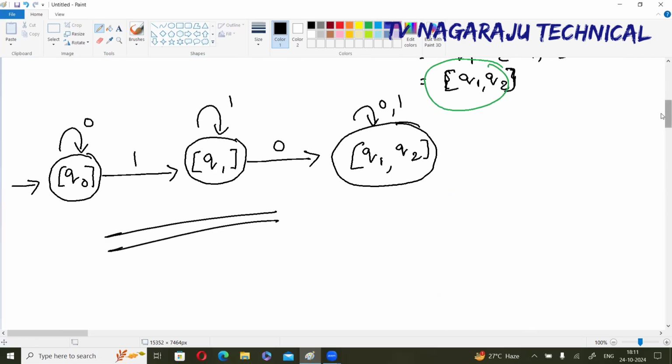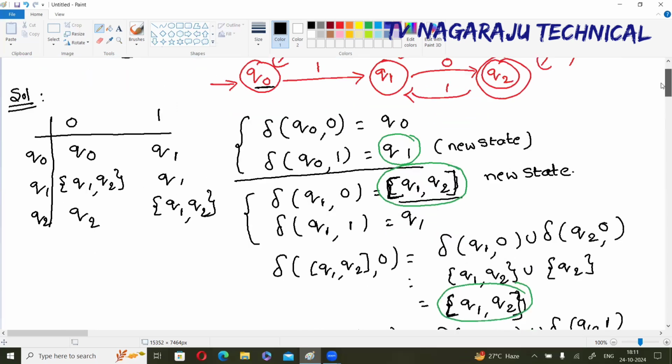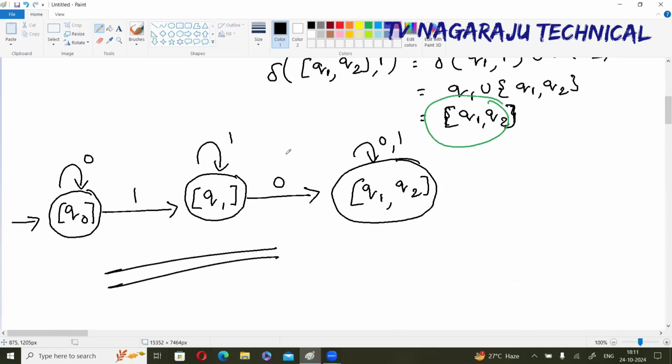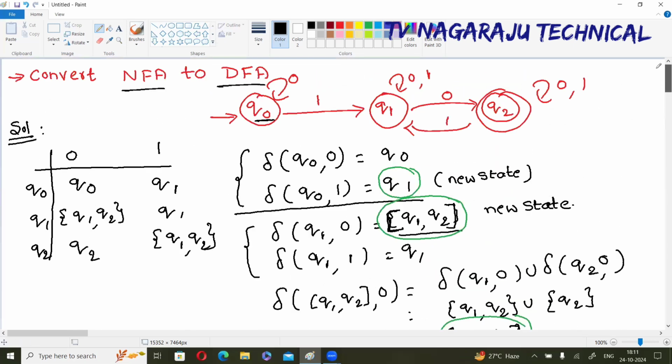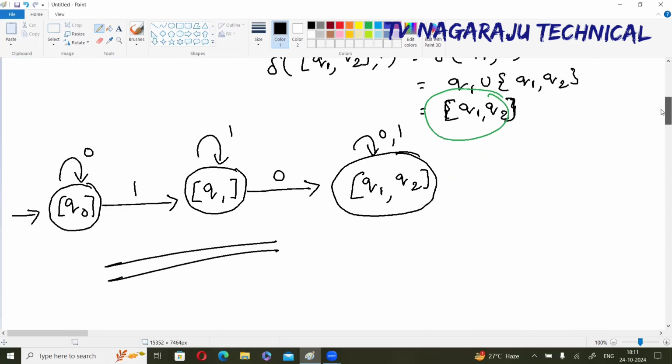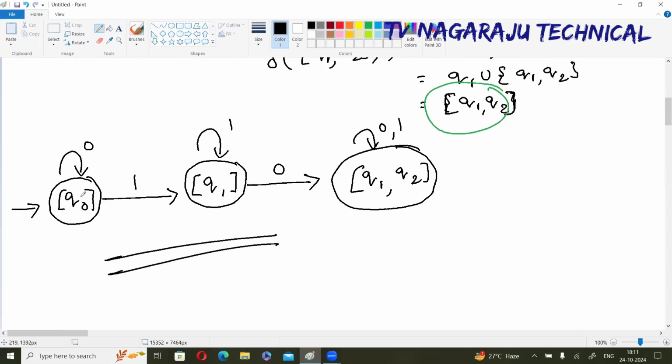Now, in this DFA, what is the final state? Remember, after conversion, whatever state consists of the final state of NFA, here in this, what is the final state? Q2. In which state is Q2 available? Here Q2 is available? No. Here Q2 is available? No. Here Q2 is available? Yes. Now this is the final state. Assume if you have one more state that consists of Q2, that also becomes a final state. Whatever state consists of the final state of NFA, that state becomes the final state.